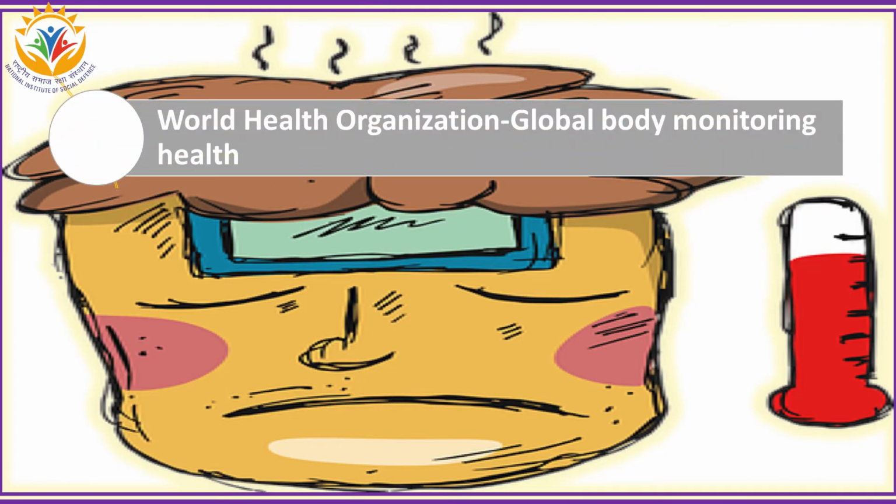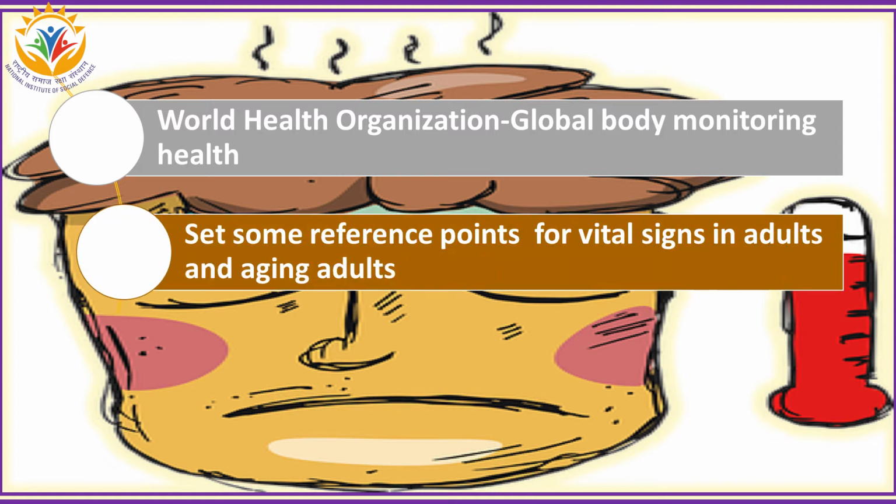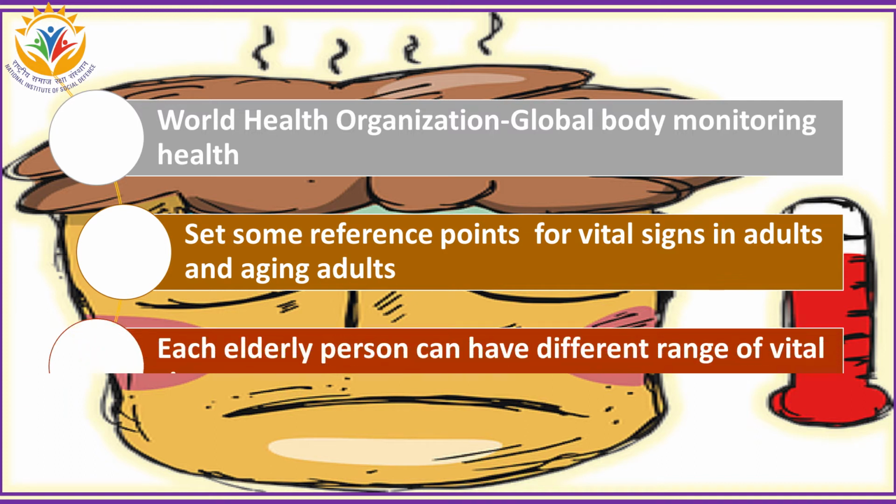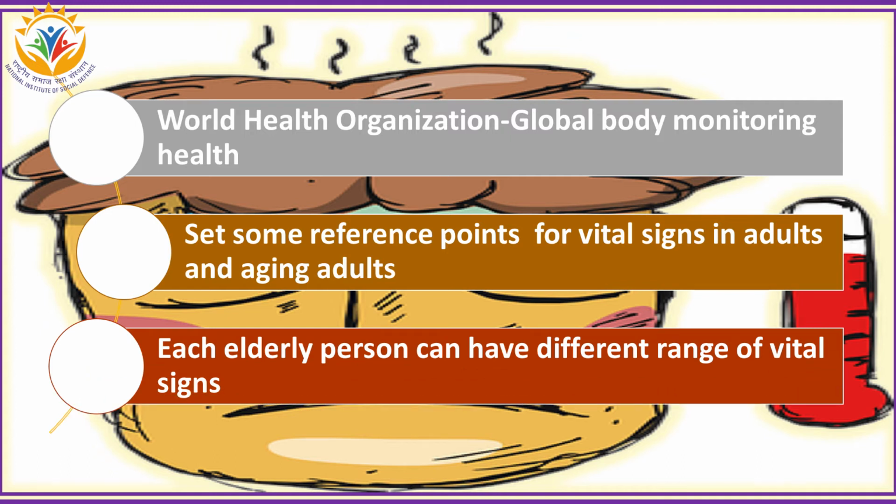The World Health Organization, the global body monitoring health, has set some reference points for vital signs in adults and aging adults, which is shown in your study material. The WHO data is provided only as a reference point and is at best an indicative value. Under no circumstance should the caregiver assume that vital signs would be in the same range for each elderly person. It could be different for every elderly person. Each elderly person can have a different range of vital signs, and in case of any doubt, the caregiver must consult the treating doctor.